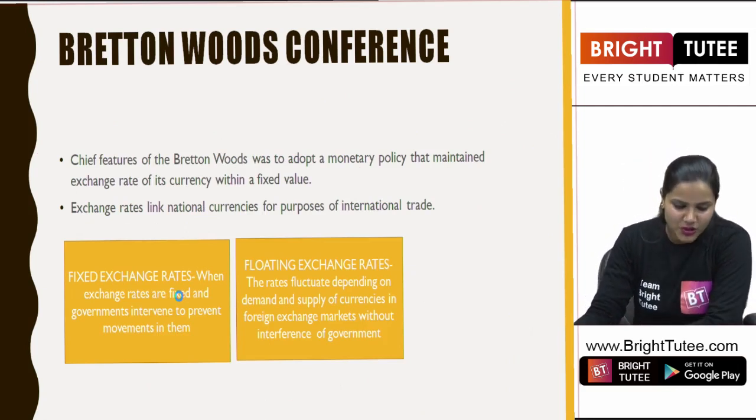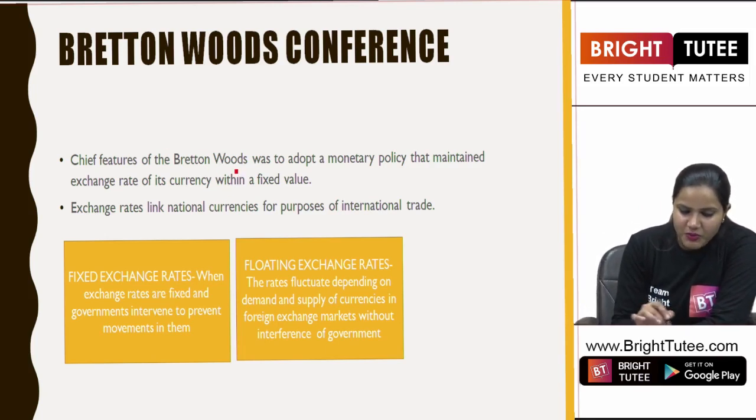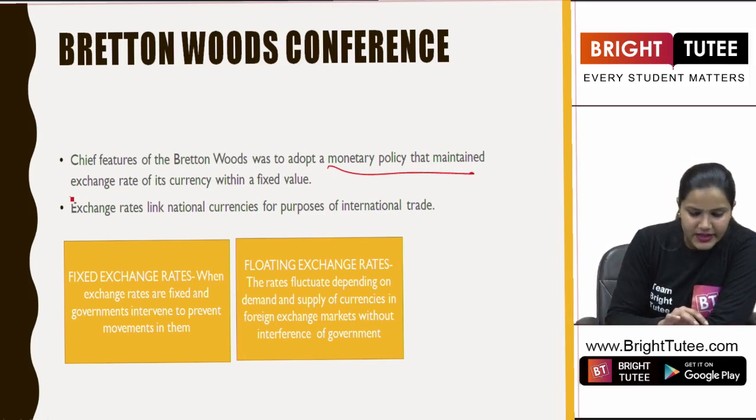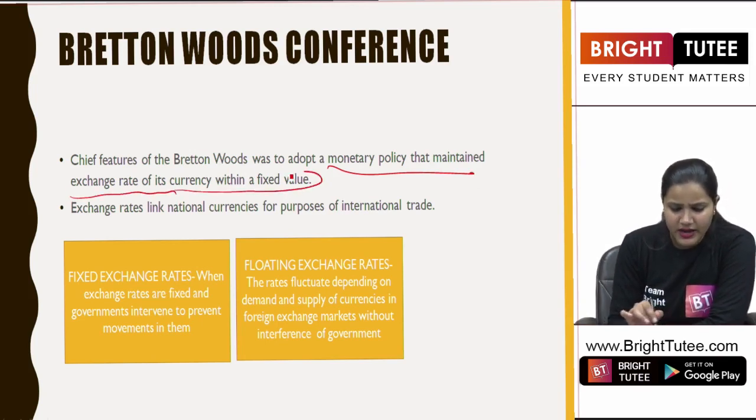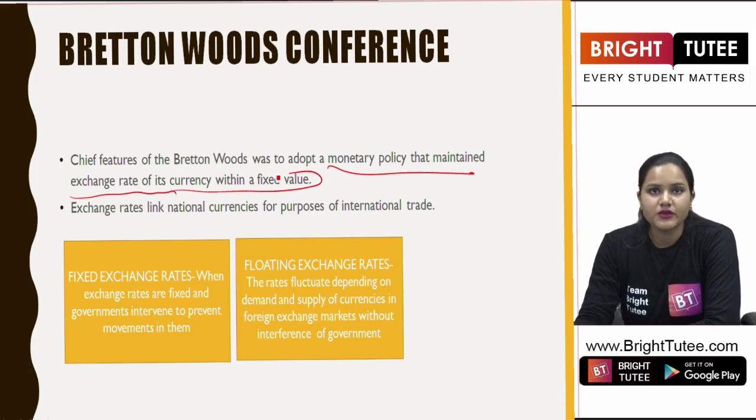After the Second World War. So the chief feature of the Bretton Woods system was to adopt a monetary policy that maintained the exchange rate of its currency within a fixed value.